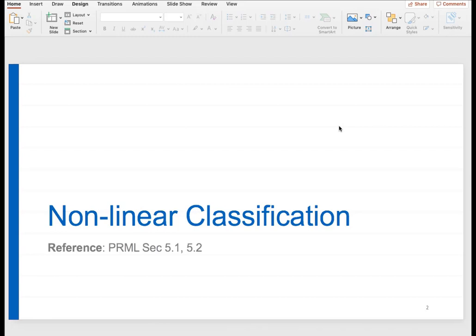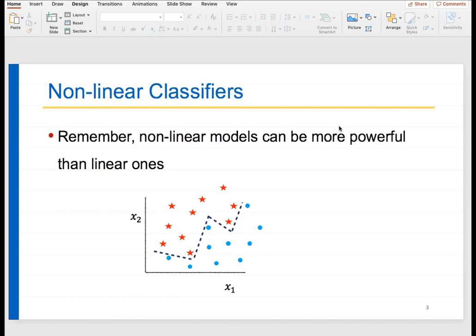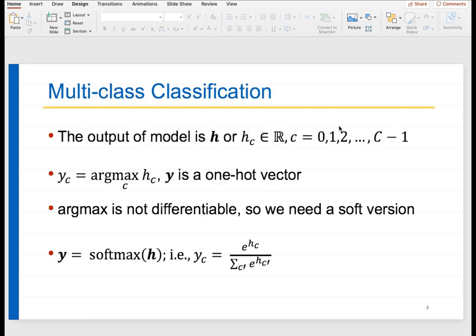Chapter 5 is on neural networks, and 5.1 and 5.2 mostly deal with neural networks for classification. Last time we saw some linear models. Today we'll be looking at nonlinear methods, primarily neural networks. Okay, so let's start with this one.